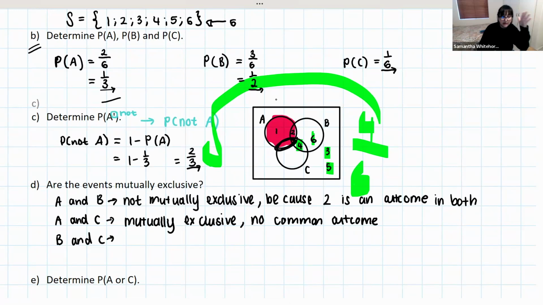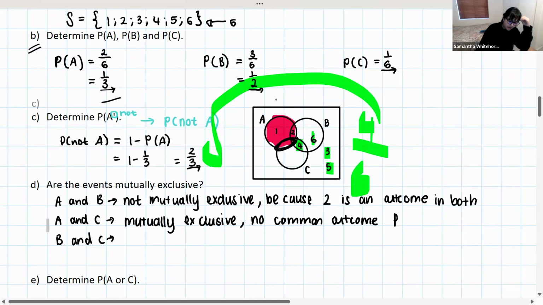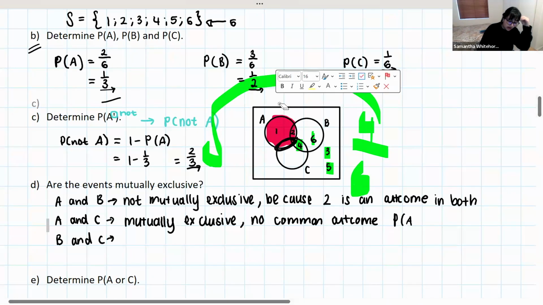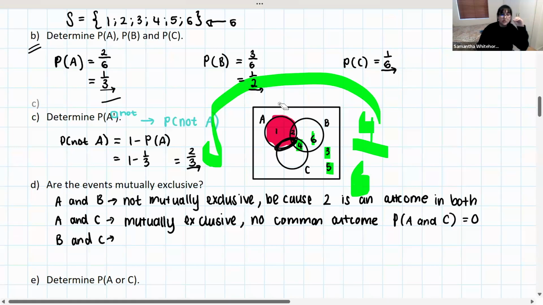Or if you wanted to be fancy and write it in mathematical terms, you could say that the probability of A and C is equal to 0. There is no intersection between A and C.